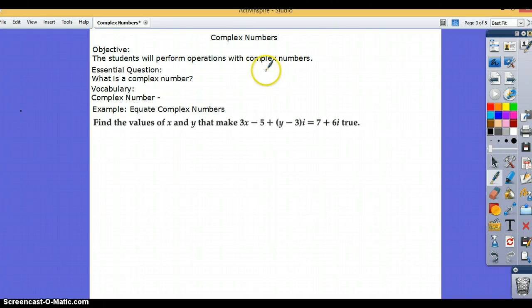All right, so in the last lesson, we talked about imaginary numbers. Now we're going to combine that with some real numbers, and we're going to do complex numbers, and we're going to perform operations. So we're going to add, subtract, multiply, divide them, stuff like that. So what is a complex number?